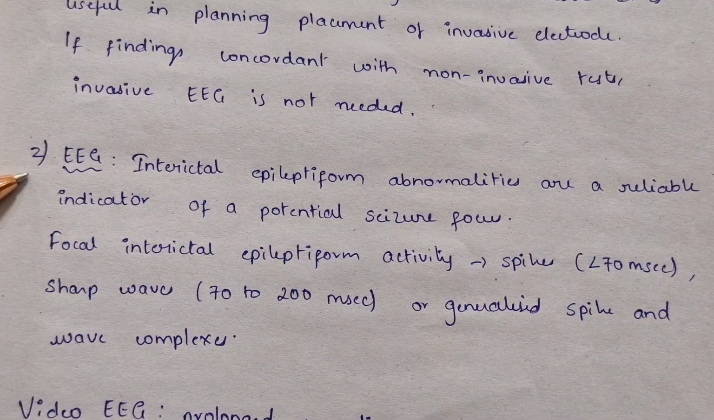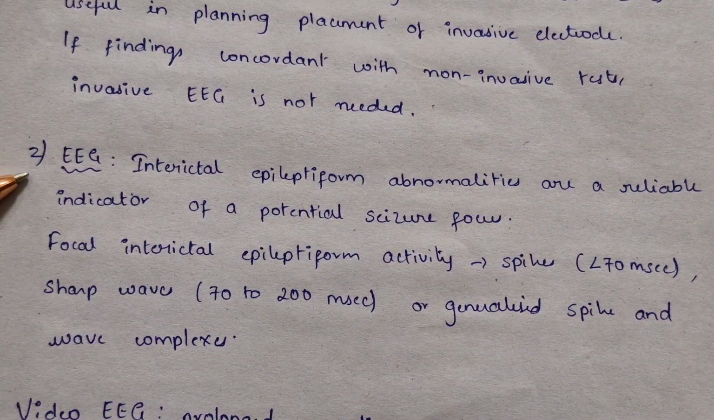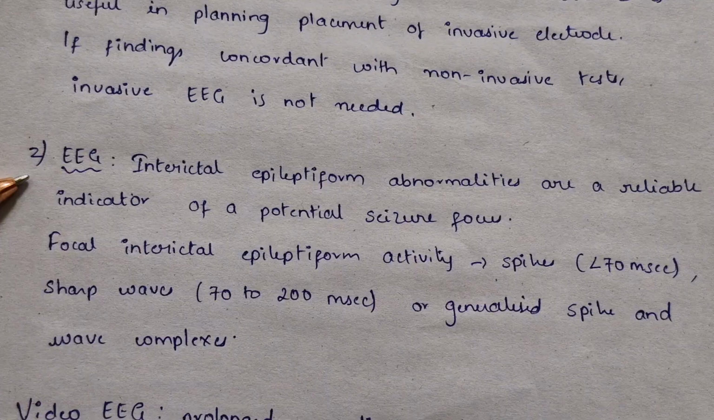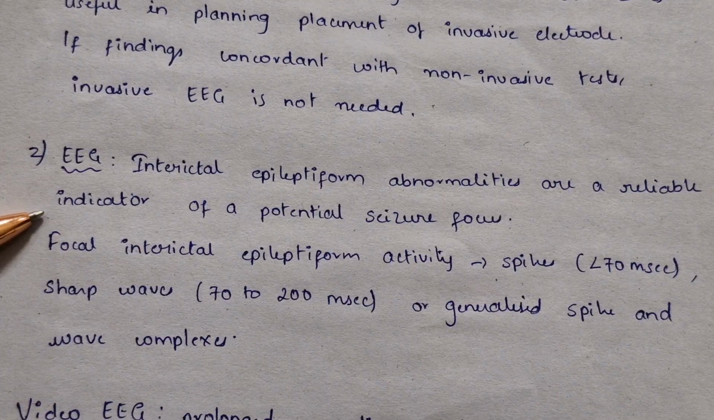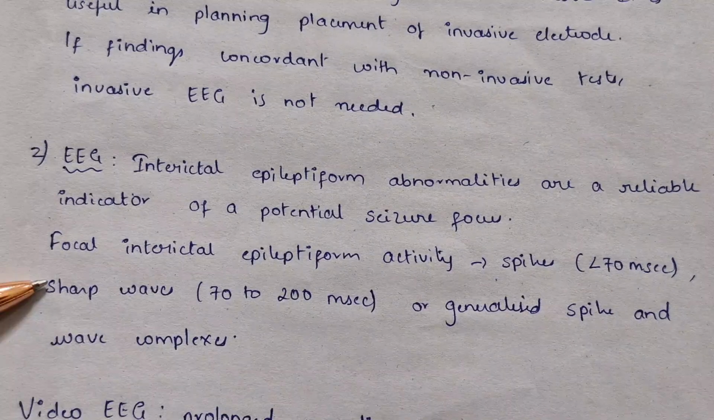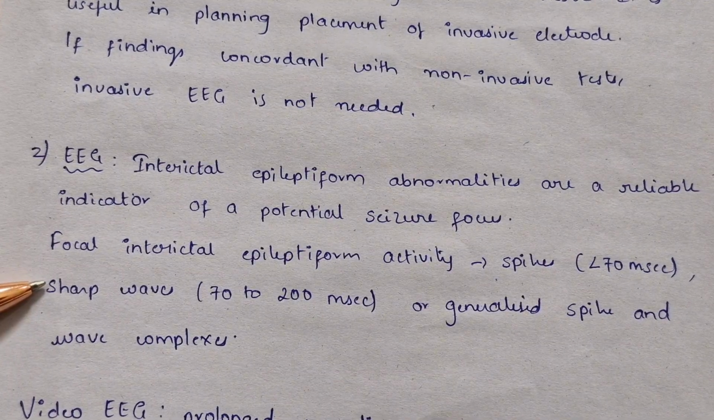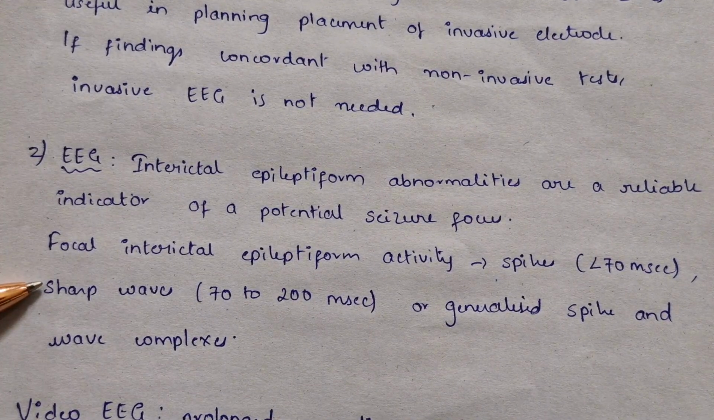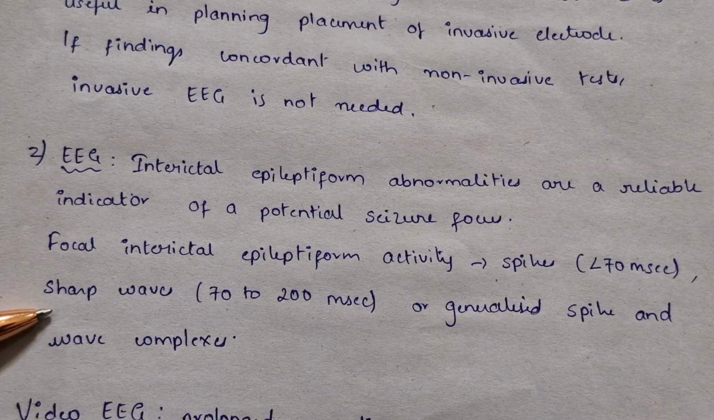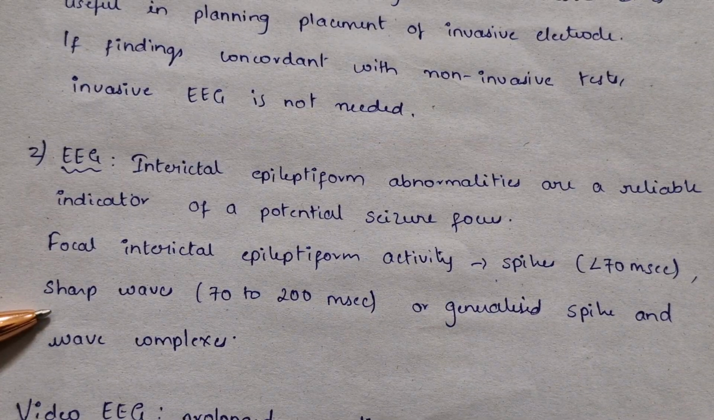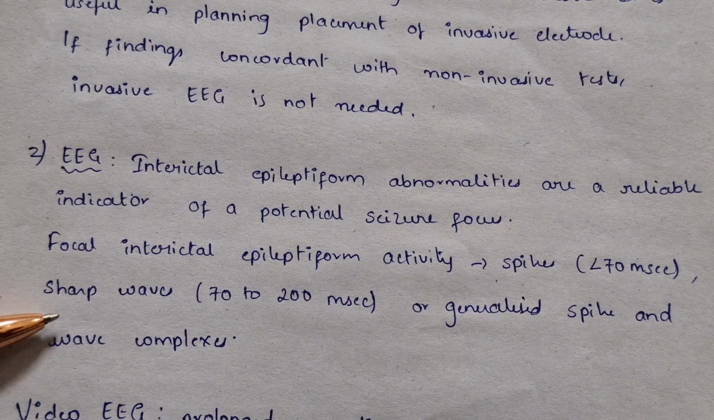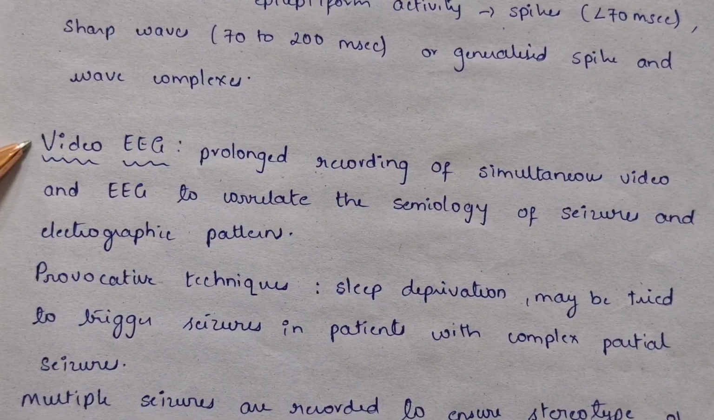The second one is EEG. Interictal epileptiform abnormalities are a reliable indicator of a potential seizure focus. Focal interictal epileptiform activity: spikes less than 70 millisecond, sharp waves 70 to 200 millisecond, or generalized spike and wave complexes.